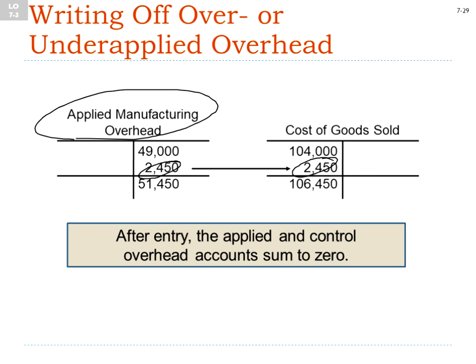So remember, this manufacturing overhead is based on an estimate. And now that you have the real numbers, you're going to adjust it to the real numbers, and then ultimately that adjustment is going to flow to your cost of goods sold account.